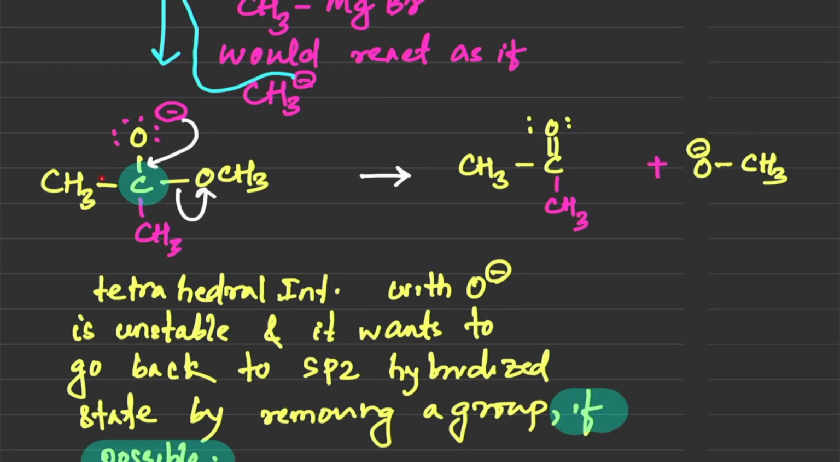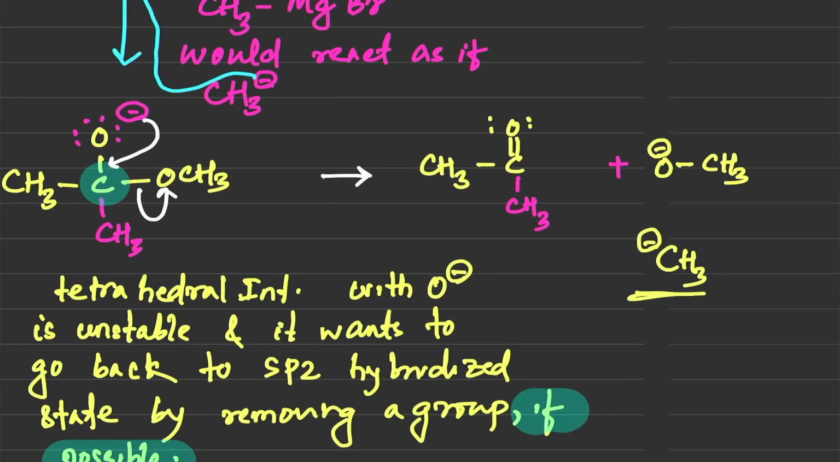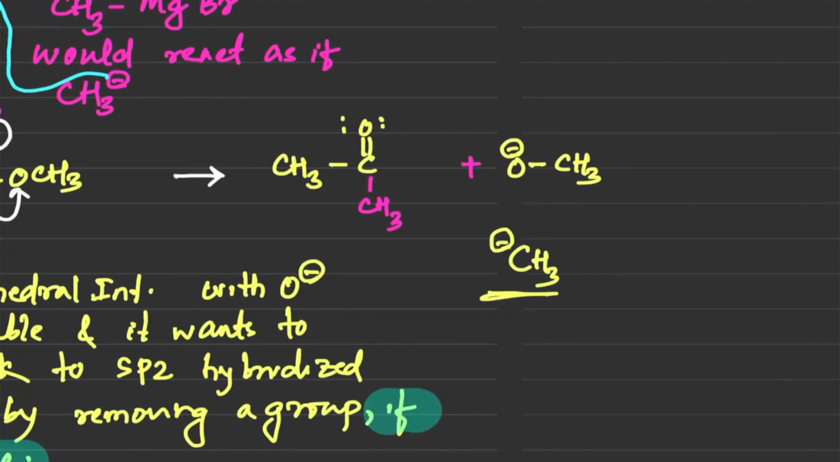So what if I had left this one out? The leaving group would have been CH3 minus. CH3 minus is a bad leaving group. So this one here is a bad leaving group. Anything with carbon, you cannot kick out any R minus group because they are bad leaving groups. So how do we know? How do we figure out which one is a good leaving group? You can compare this versus CH3O minus.